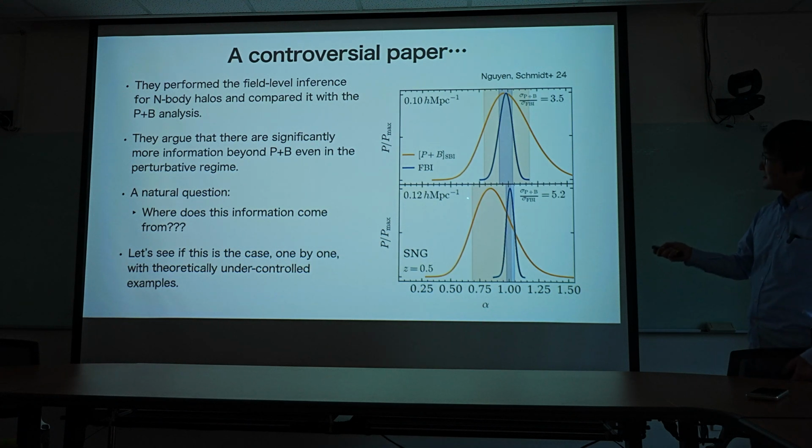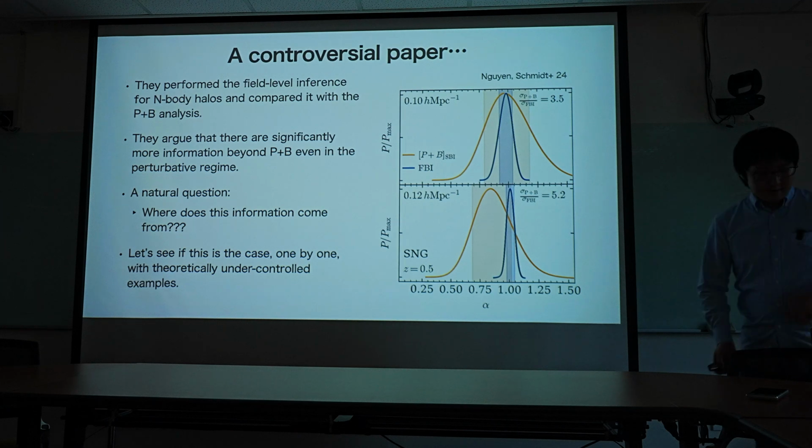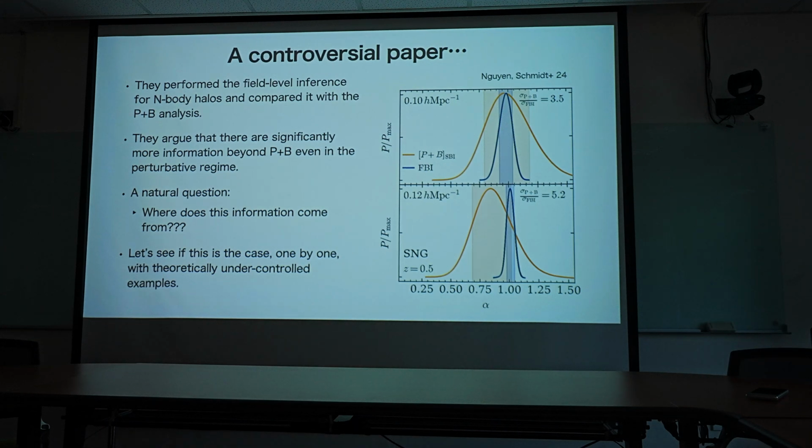But if this is true, the natural question, of course, is where they get this additional information beyond P plus B in the perturbative regime. Can you remind us what alpha is? Alpha is the amplitude of the initial conditions, in your language sigma 8. But I think it's not important. The point is, we can get a much tighter constraint on the cosmological parameter if we do field-level inference. That's what they said.